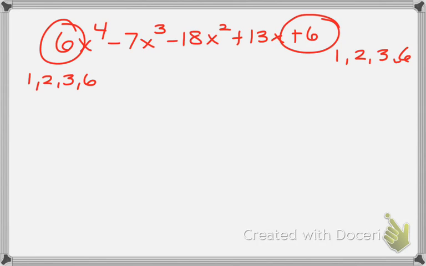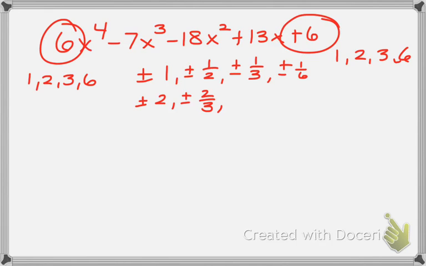Let's start with 1. We could have plus or minus 1 over 1, plus or minus 1 over 2, 1 over 3, 1 over 6. Now let's go to 2 being in the numerator, so we could have plus or minus 2 over 1. 2 over 2 is just 1, so I don't need to write that again. 2 over 3. 2 over 6 is 1/3, so we don't need to write that one again. Plus or minus 3 over 1, 3 over 2, 3 over 3, I don't need to do that.